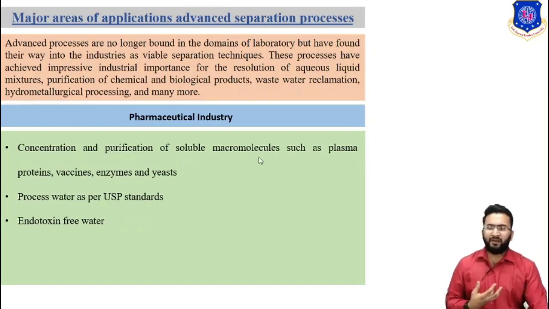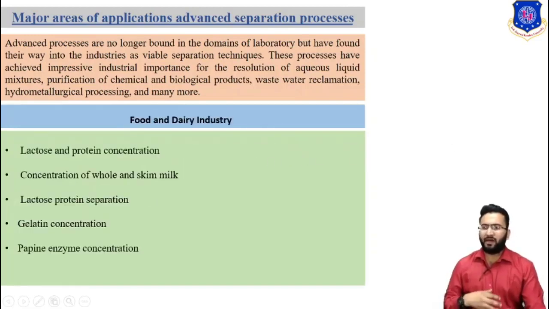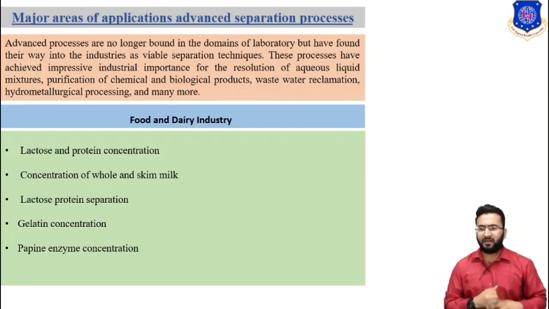Now let's talk about the food industry and dairy industry. How do advanced separation techniques affect the food and dairy industry? The dairy industry is a potentially large user of membranes in India. Though the applications have been few, the potential is very large and will provide energy saving, processing without phase change, and higher recovery of quality product. Following are various membrane processes used in the milk processing industry: lactose and protein concentration, concentration of whole and skim milk, lactose and protein separation, gelatin concentration, and pepsin enzyme concentration. So this is all about the application of advanced separation processes.